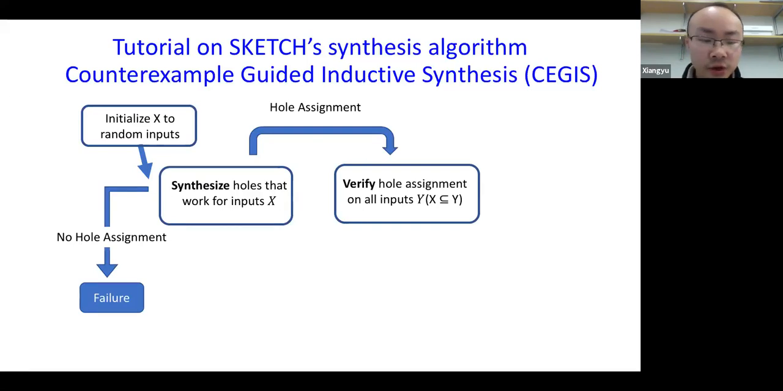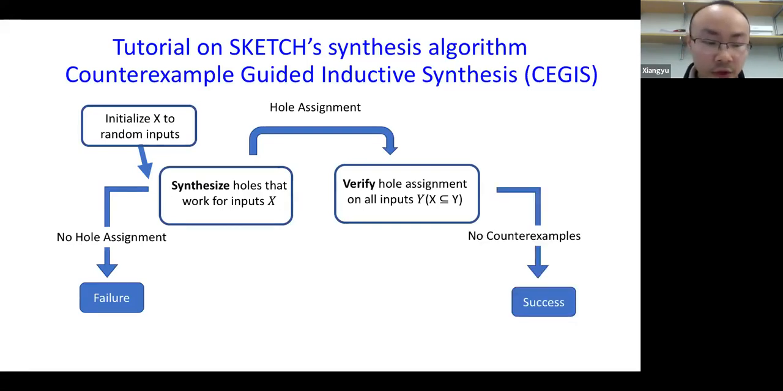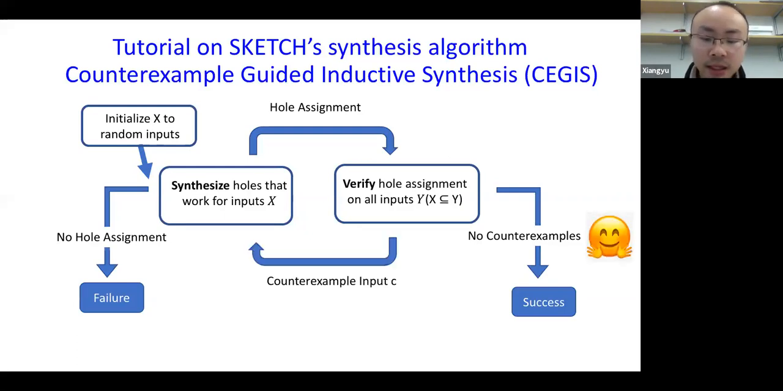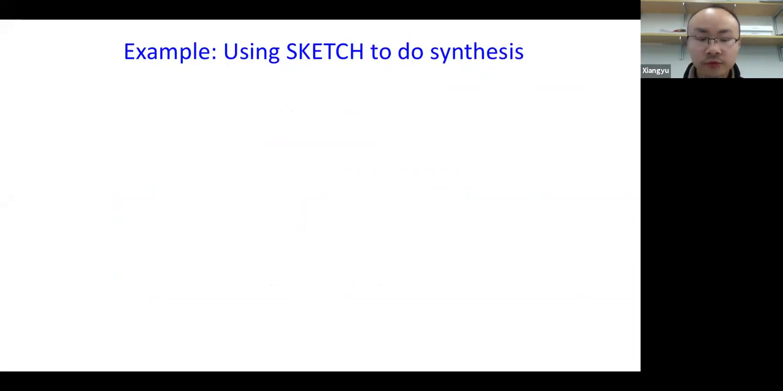If we pass the verification, which means we are lucky enough to find the final solution, the solution that satisfies the partial inputs can also work for all other inputs. Otherwise, there is at least one test case making the current solution fail to work. So we add this counterexample to the input set and repeat synthesis again, back and forth until we get the final result, which means either success or failure.